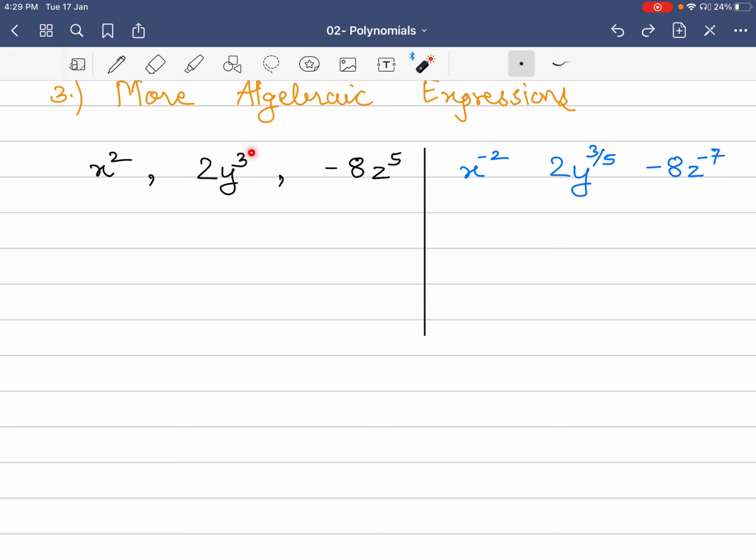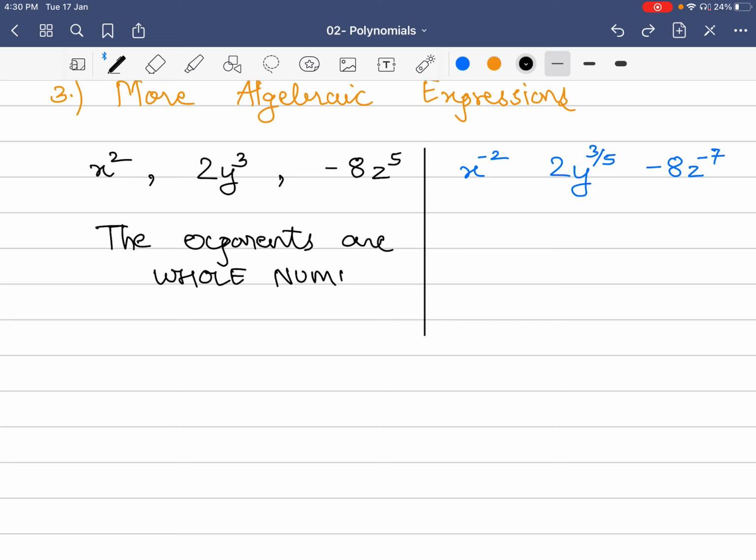If you focus on this exponent, all the exponents on the left hand side are positive, or let's say, I'll write here, the exponents are whole numbers. Okay, here the exponents are whole numbers. They are not rational numbers. Here the exponents are whole numbers.